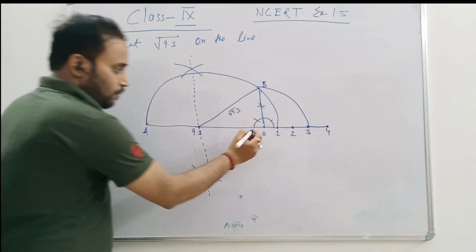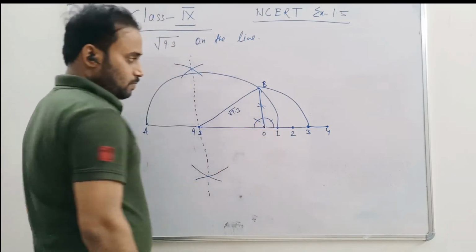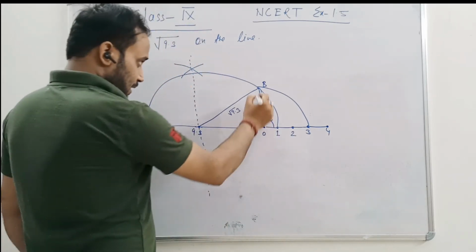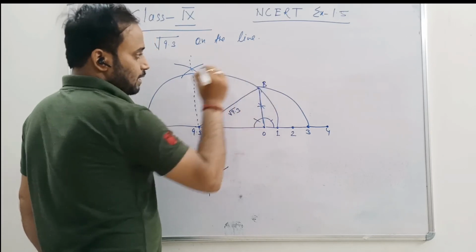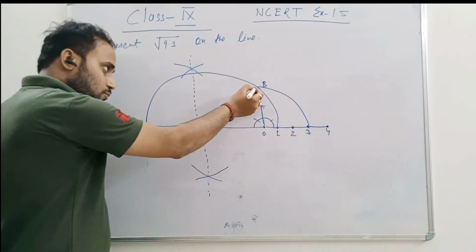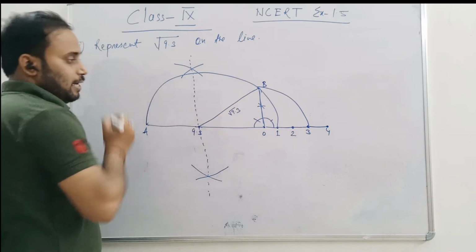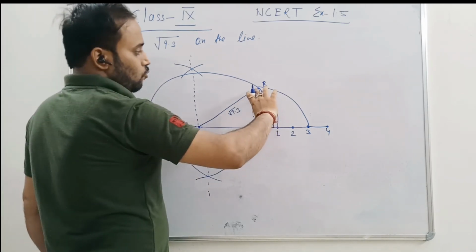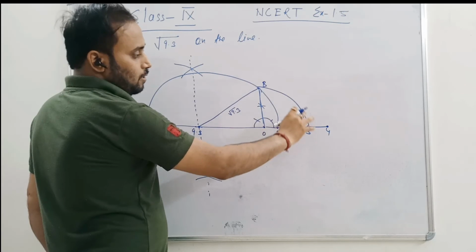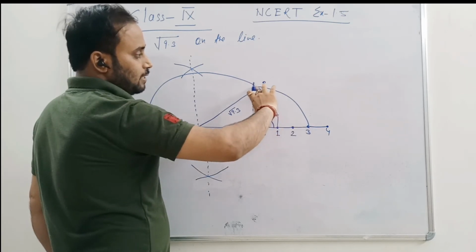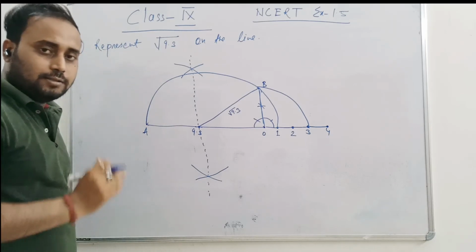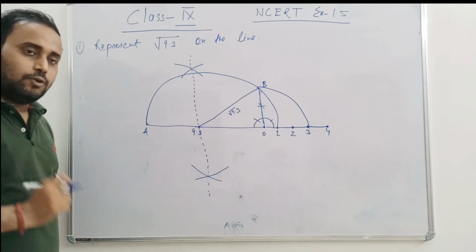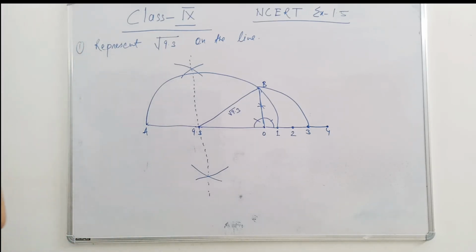Next, we make a 90 degree angle at O. This 90 degree angle intersects the semicircle at a point represented by B, and we join it with a straight line. Next, take OB as radius and draw a semi arc. This will be our root 9.3. I hope this one is clear to you. Now take another question.